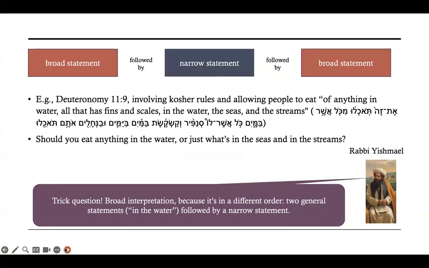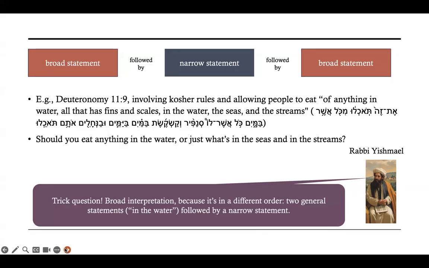But sometimes these sandwich or supposedly sandwich verses are not what they seem. Let's take an example. So here's Deuteronomy 11, verse 9, which involves kosher rules, and this time we're talking about what kind of fish or what kind of animals in the sea people are allowed to eat, and here is what the verse says. Of anything in water, all that has fins and scales in the water, the seas and the streams. You shall eat these: מכל אשר במים, כל אשר לו סנפיר וקשקשת, במים, בימים ובנחלים, אותם תאכלו.